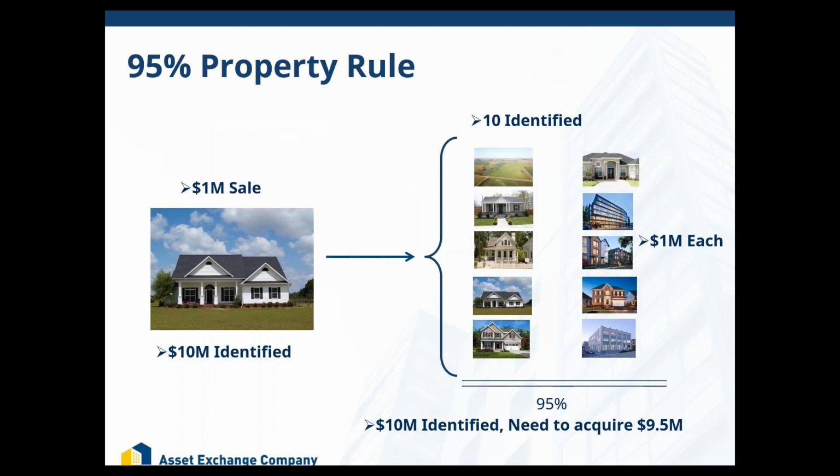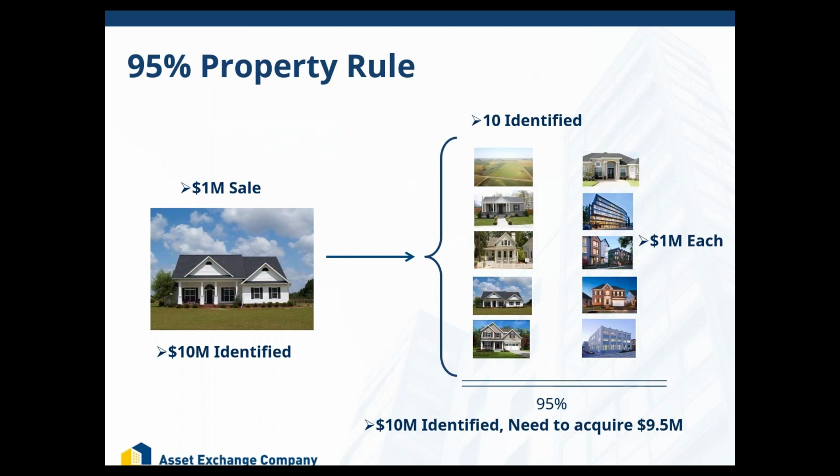Now, let's keep the math simple on this one as well. Let's say we're going to buy each one of these properties for $1 million each. Okay, well, how much have we identified in property? $10 million worth of property, right? Because we've identified $10 million worth of property, what just happened there? We exceeded our 200% rule, right? Because that was $2 million. So that's going to put us into the 95% rule.